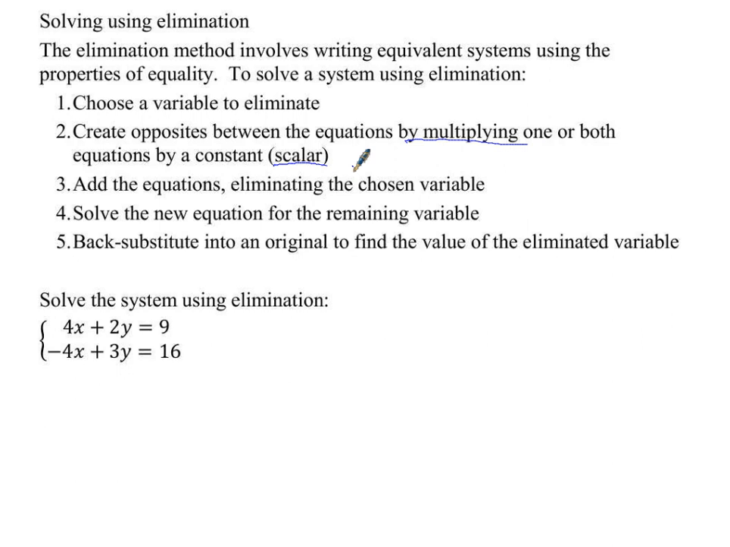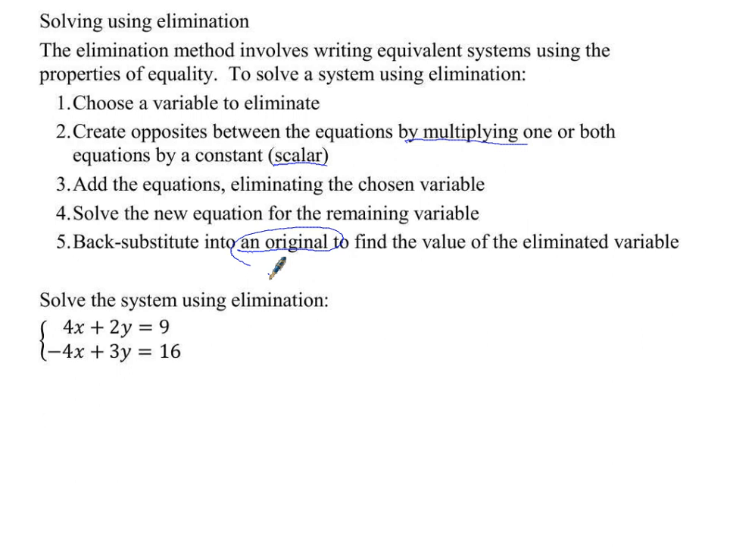Then, once you have those opposites, you can add the two equations, which will eliminate one of the variables, the one that you picked to eliminate. Once you've done that, solve the new equation for the remaining variable. Again, you get like x equals something or y equals something. And then once you have that, back substitute like we did before into the original equation to find the value of the eliminated variable. And it does need to be into an original equation. You do not want to use any equation that you made after the problem started.